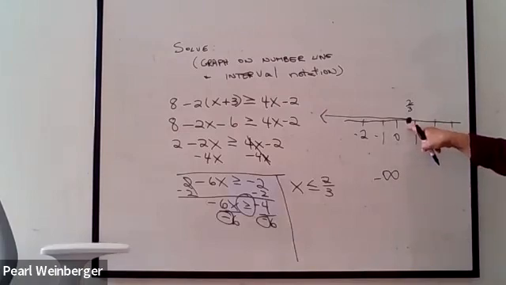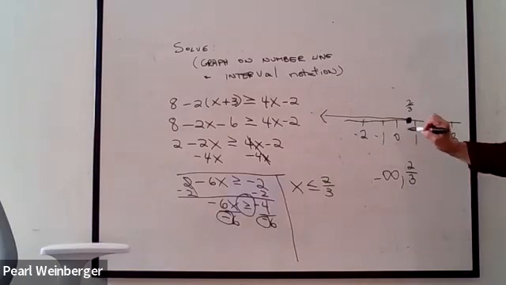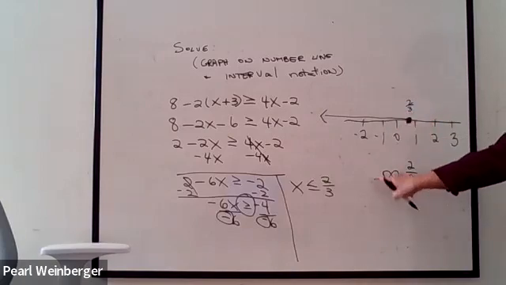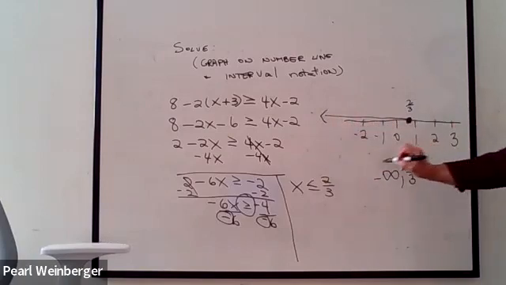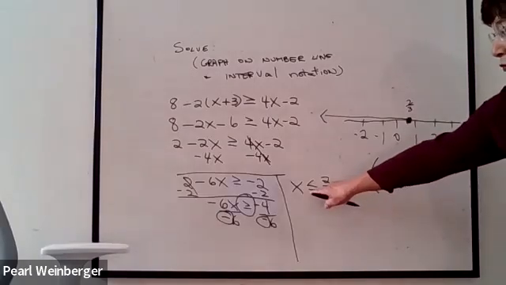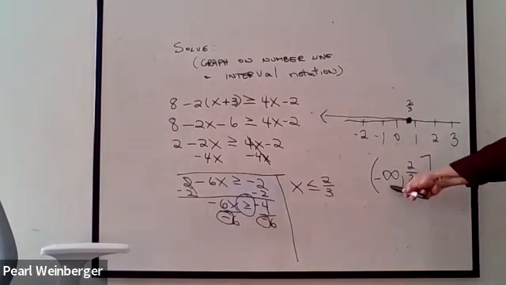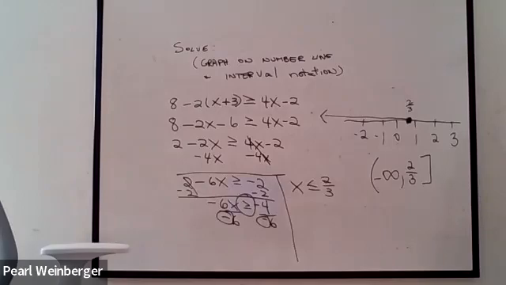Where's our point that's all the way at the right? It's the 2/3. Remember, with the infinity sign, whether it's on the positive or negative, you always use a regular parenthesis. But when you have a filled in circle, when you have a less than or equal to or greater than or equal to, you have an additional equal to, meaning that the point is included, then you have to make a bracket. So this would be your answer in interval notation.